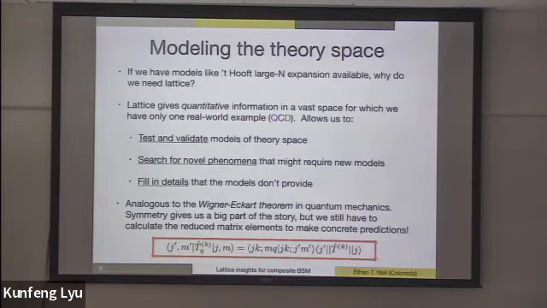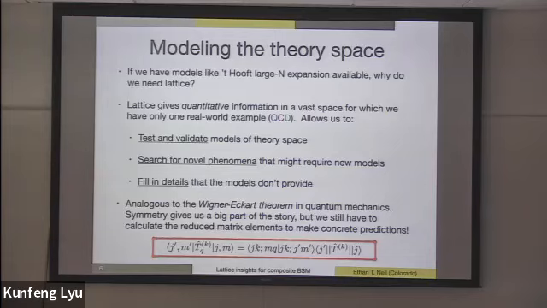Which leads to the question: if you're doing model building and you want to use something like the large N expansion, you have that as a tool, so why do you need lattice gauge theory? What's the point of this talk? Lattice can give you extra quantitative information, which is not available in the large NC expansion, or is difficult to get.